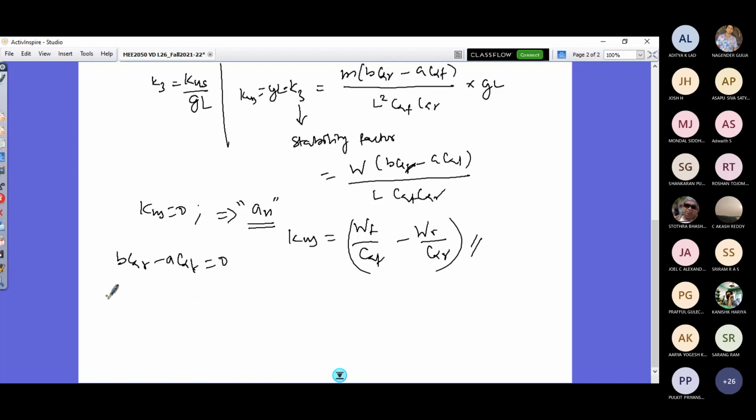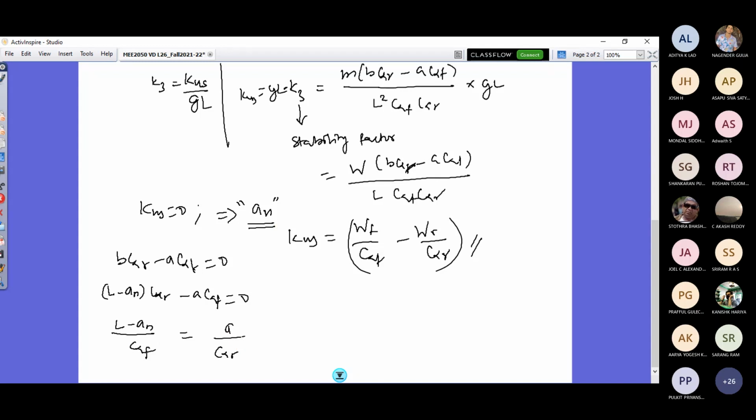I put this B as now L minus AN. C alpha R minus AC alpha F equals 0. So if I just take these terms to the other side, it is (L minus AN) by C alpha F, as A by C alpha R.